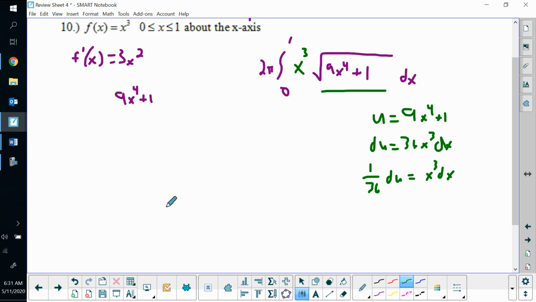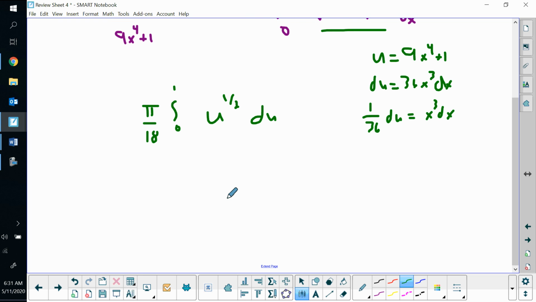So the 1 over 36 will multiply with the 2 pi, and that'll just give us pi over 18 out front. The x cubed and the dx was the 1 over 36 and the du. And we have square root of u, which I'm going to write as u to the 1/2. So this will become u to the 3/2, and we'll have 2/3 out front, as well as the pi over 18. And we're going from 0 to 1.